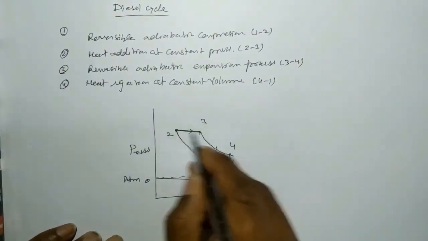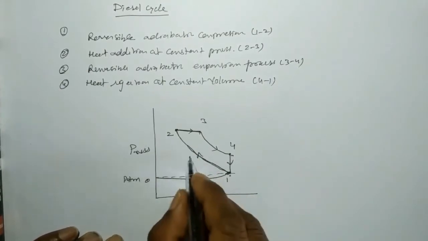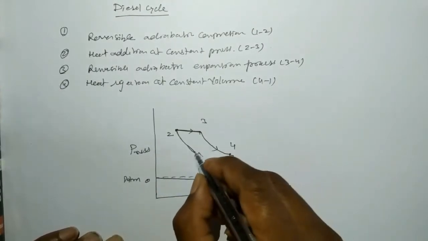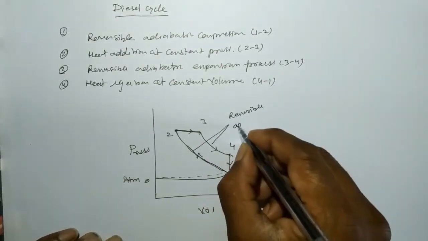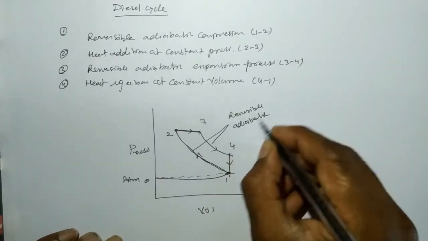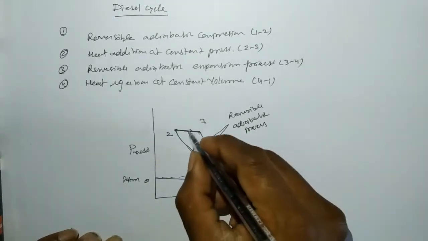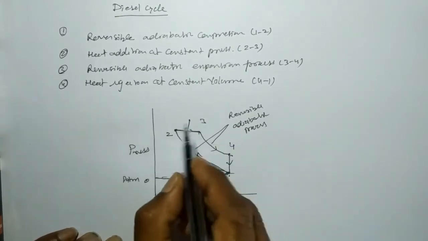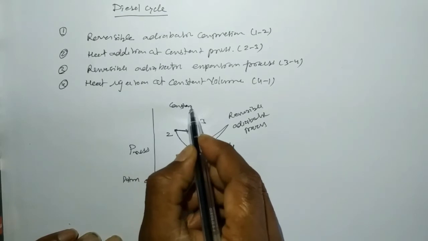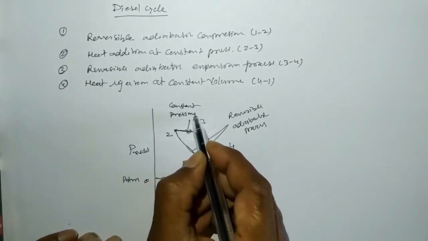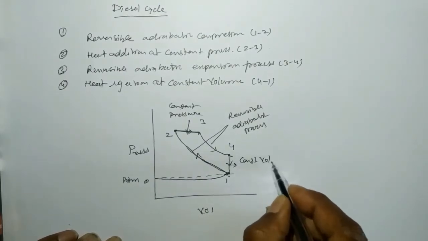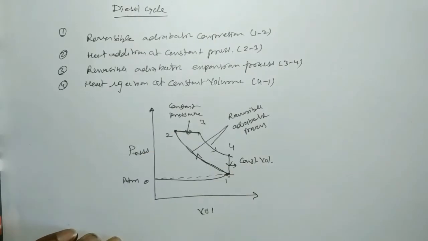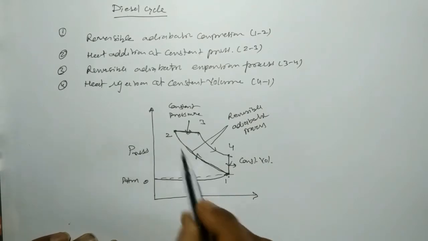The rule followed during this process is 1 to 2, which is a reversible adiabatic process. This one is heat addition at constant pressure process, and this one is constant volume process. As we have seen, all the processes make a complete loop.